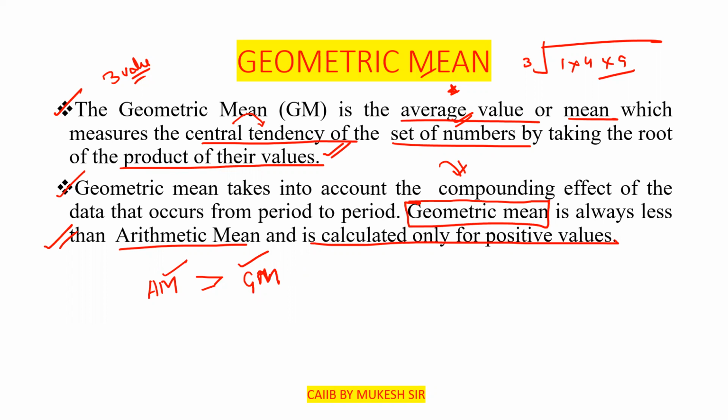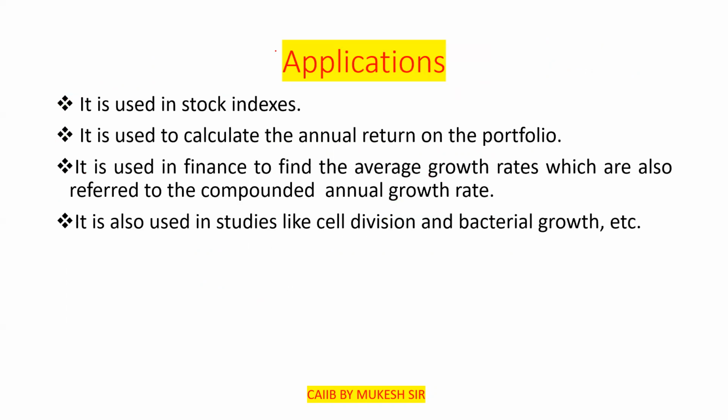Now move to the next point. Some of the applications: it is used in stock indexes, and to calculate the annual return on a portfolio. On calculating the portfolio annual return, the geometric mean is to be used. It is used in finance for average growth rates, also referred to as the compounded annual growth rate, that is CAGR. Sometimes you have heard this word, CAGR, when seeing the balance sheets of companies.